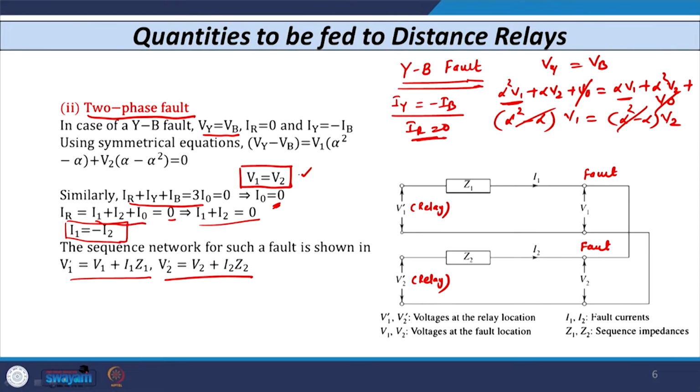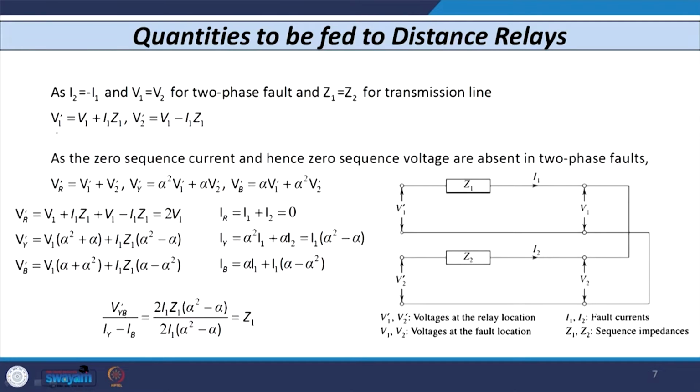Now, as I told you, V1 is equal to V2. So, this V2 dash is equal to V2, which is equal to V1 plus I2, and I2 is equal to minus I1. And Z2, we know that for a transmission line, the positive sequence impedance is equal to the negative sequence impedance. So, Z2 is equal to Z1. So, we can easily write the equations like this. V1 dash is equal to V1 plus I1 Z1, and V2 dash is equal to V1 minus I1 Z1.